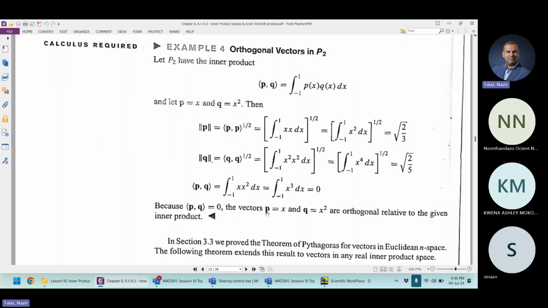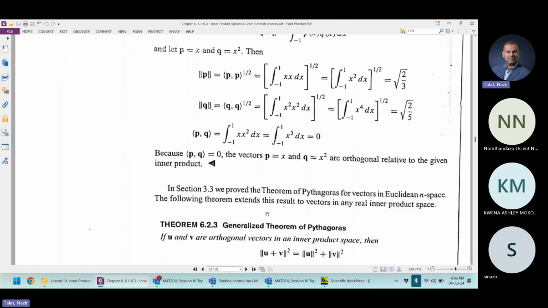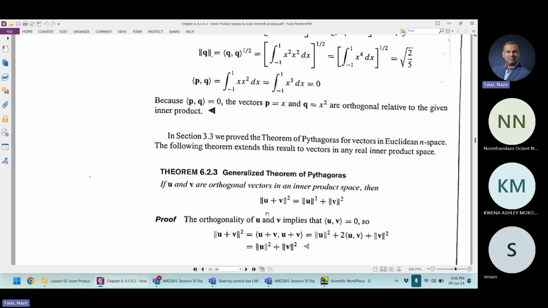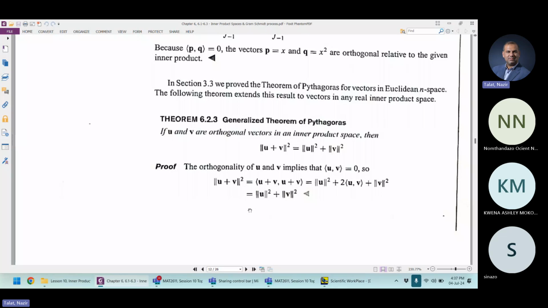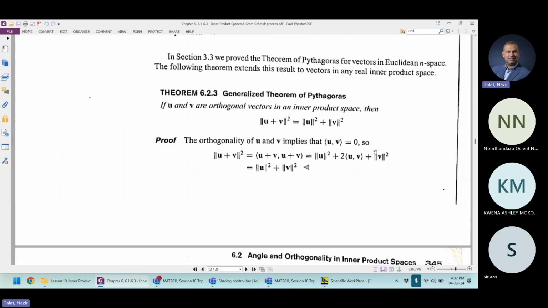This orthogonality property is very important in linear algebra and analysis because it gives us a lot of important things. Moreover, if the two vectors are orthogonal to each other, then the norm of u plus v whole squared is equal to the norm of u squared plus the norm of v squared. This is also an important property because if the vectors are orthogonal, then the inner product of u with v becomes 0.